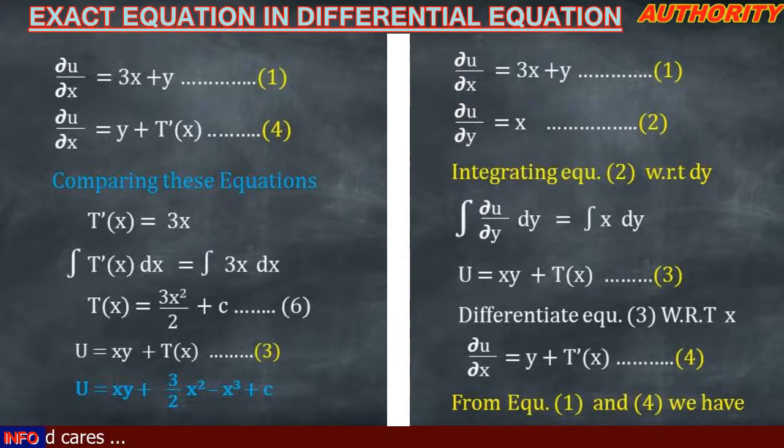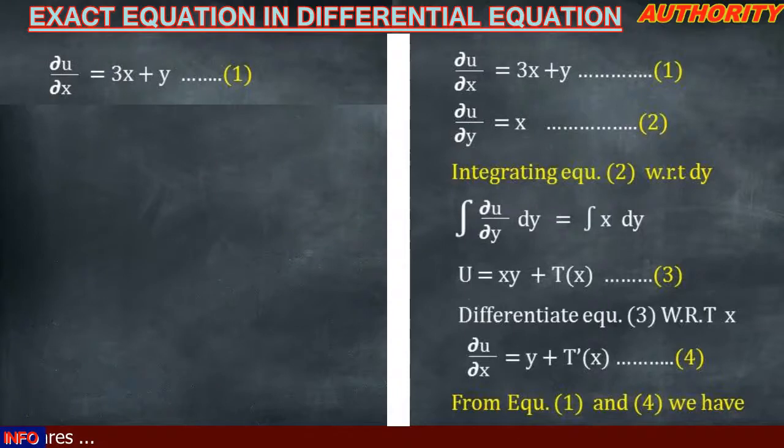We followed the second equation, right? Now let's go again and take the first equation and solve it. Let's see whether we're going to get the same value of u. Now we have the first equation to be the partial derivative of u with respect to x equal to 3x plus y.